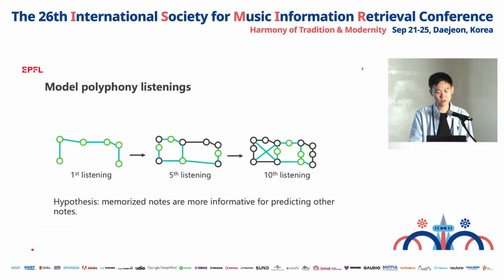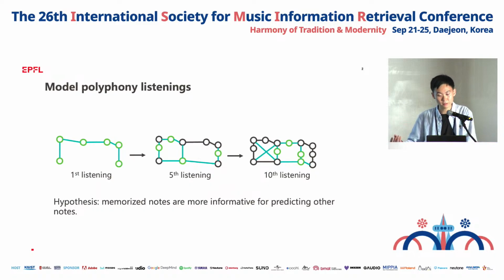So when we listen to a musical piece, especially for complex musical structure like polyphony, we don't listen to it just once. Instead, we need multiple listenings to make sense of the notes and understand the relationship between notes. So during this re-listening, we will automatically memorize some of the notes, but not all of the notes. And the memorized notes are not random. Our hypothesis is the memorized notes are informative so that they help us retrieve or predict other notes.